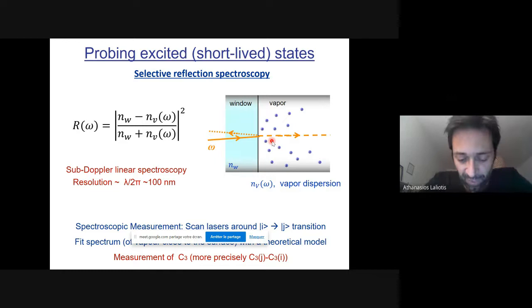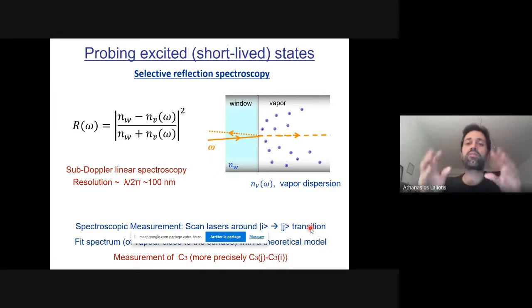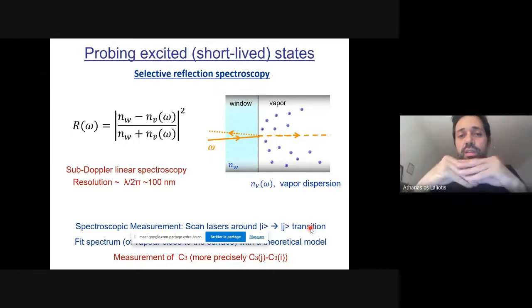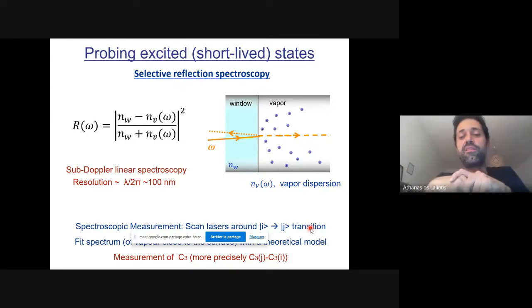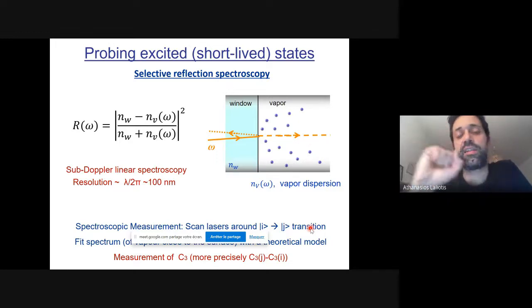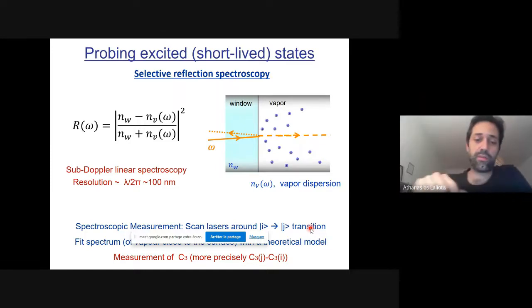So in our experimental protocol, we take our lasers and scan them around a given atomic transition. We measure the experimental reflection spectrum, and we fit it with our elaborate models, and this allows us to find the C3 coefficient, the van der Waals coefficient of the atom-surface interaction, or more precisely, the difference between the excited and ground state coefficients.